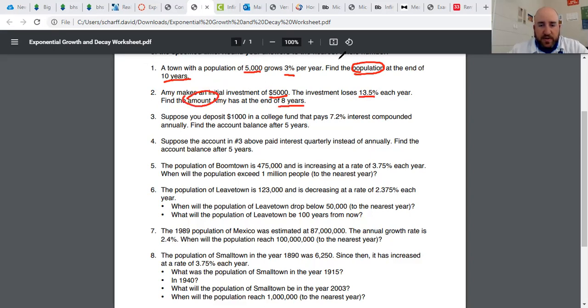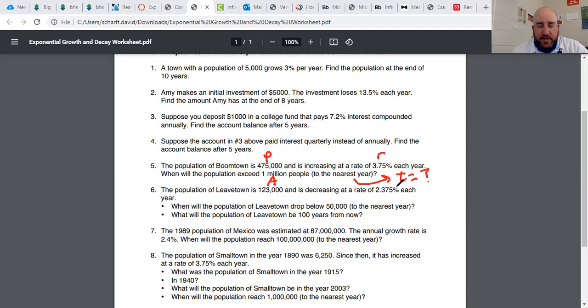All right, so the first 3 are pretty similar. Again, 4 is going to be similar as well, except it's the compound interest formula. So 1, 2, and 3 are going to be our regular growth or decay formulas. 5 through 9 will be as well, but they're a little different. It tells us our initial population, tells us our rate. It says, when will the population exceed 1 million people? That's our A. So we have to find the nearest year, so we have to find T.